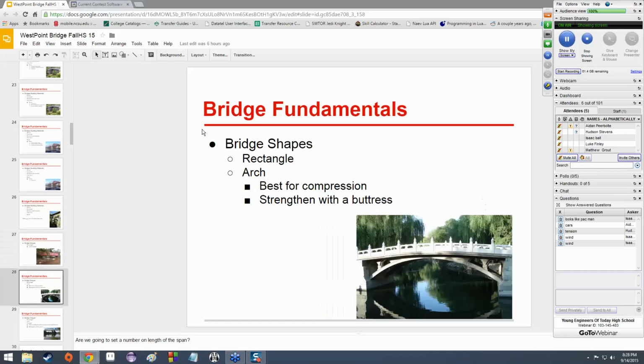But beyond that, you've got arches, which are the best for compression, because they can distribute the compression weight across their entire arch, and then you can strengthen them with a buttress. This is basically just stuff you can stick up from a wall and stick it into an arch and basically make it stronger. Or from a bridge onto here and make it stronger.